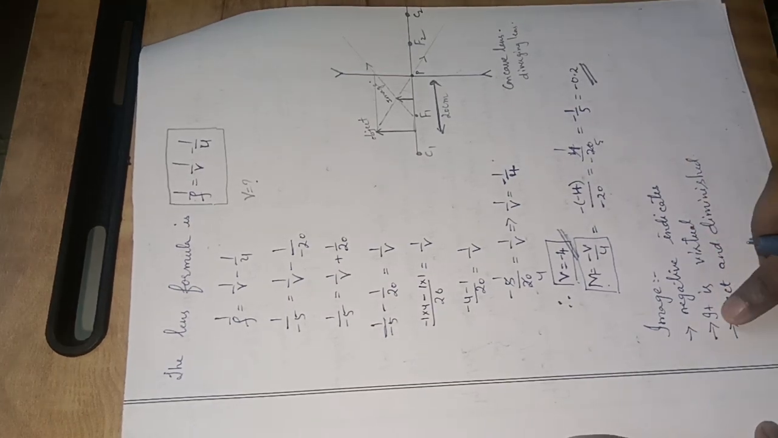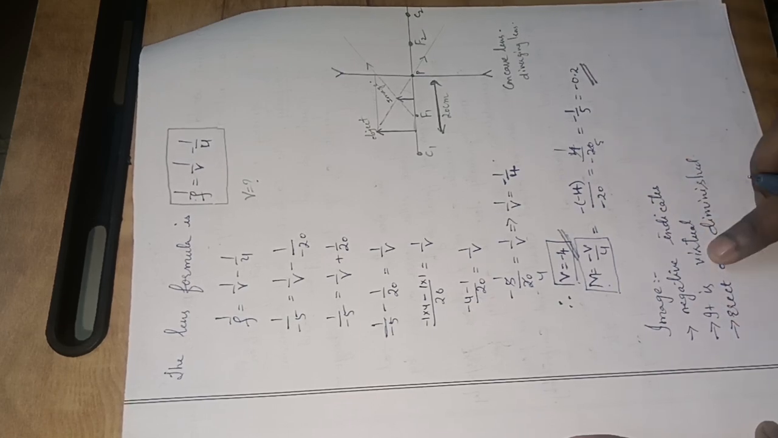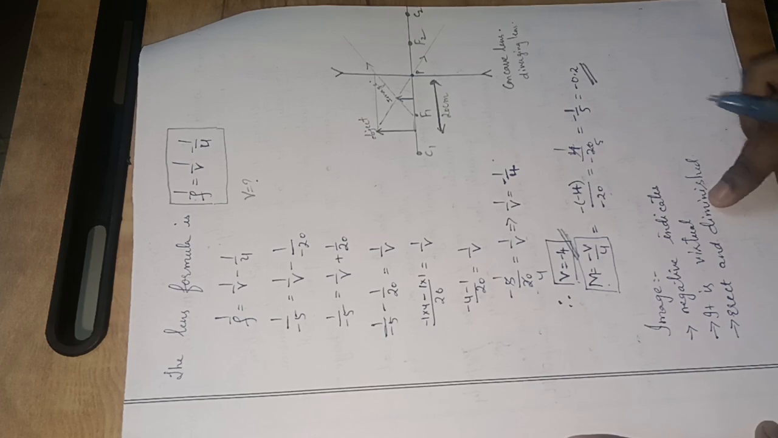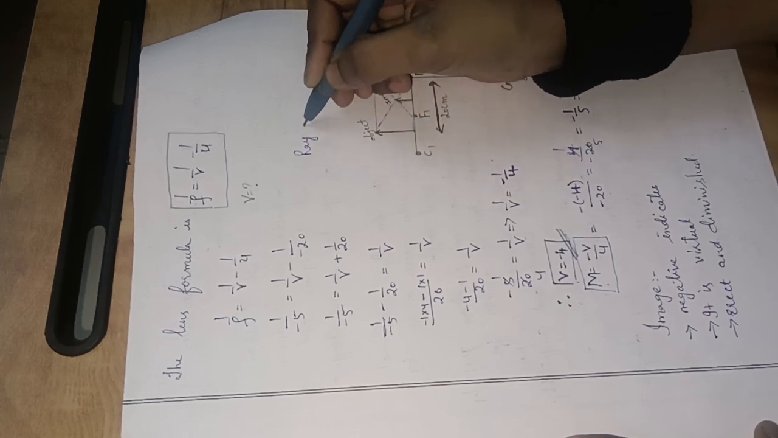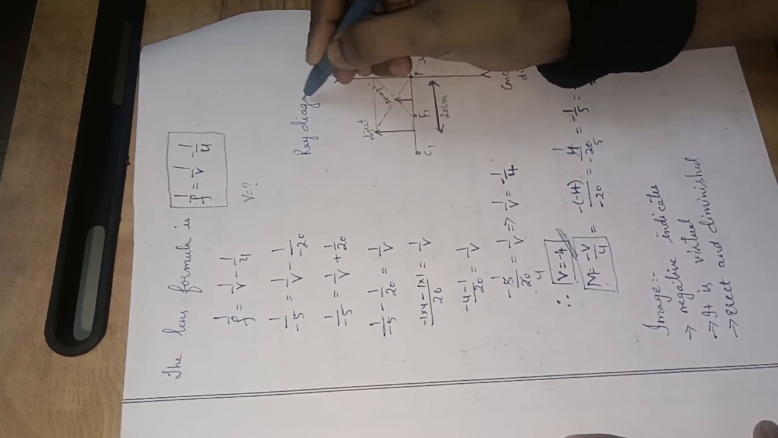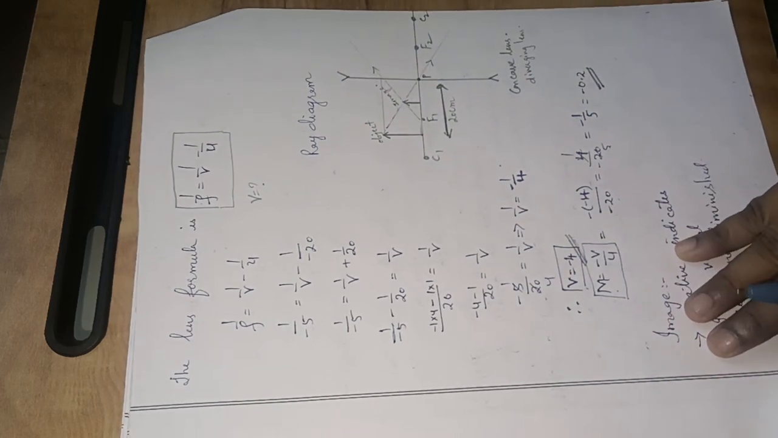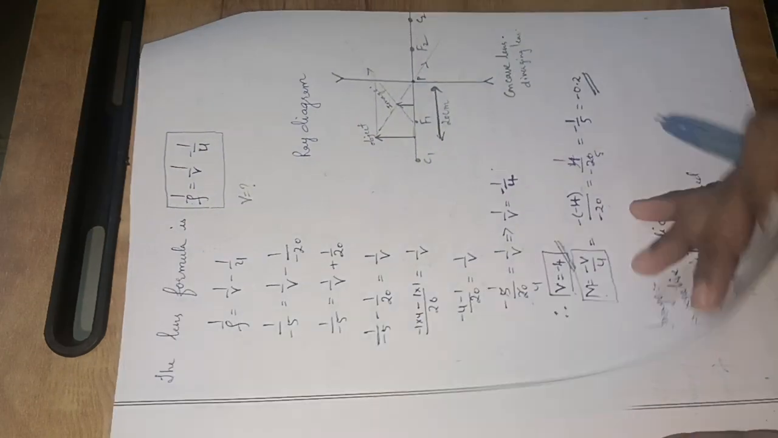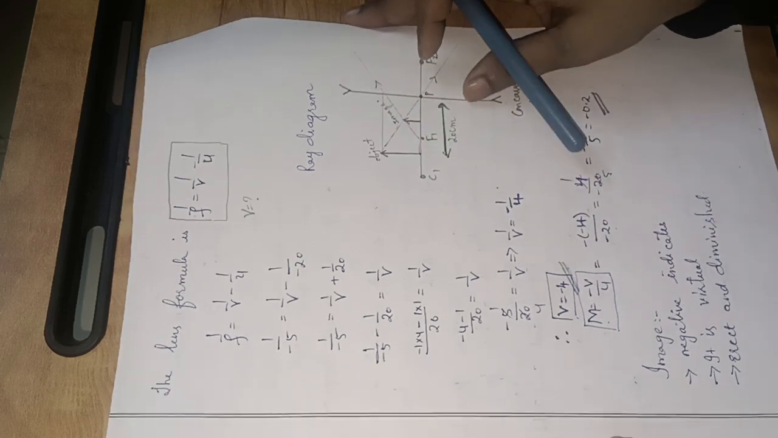So the image formed, the negative sign indicates it is virtual, erect and diminished. How this characteristic of the image arises, we'll learn with the help of a ray diagram. Let's see the ray diagram, as the question asks us to draw the ray diagram. It is very important to draw the ray diagram.